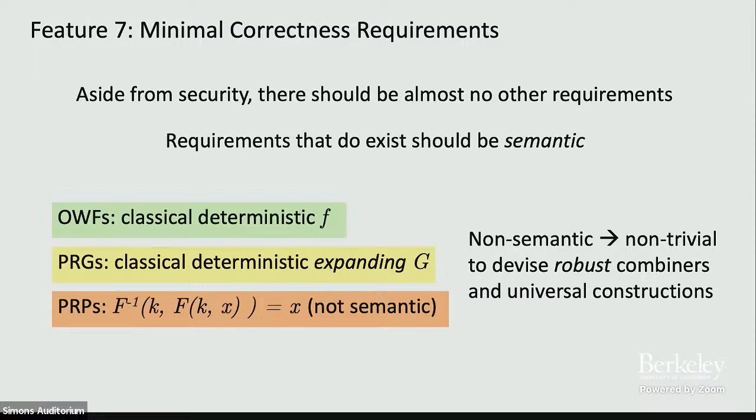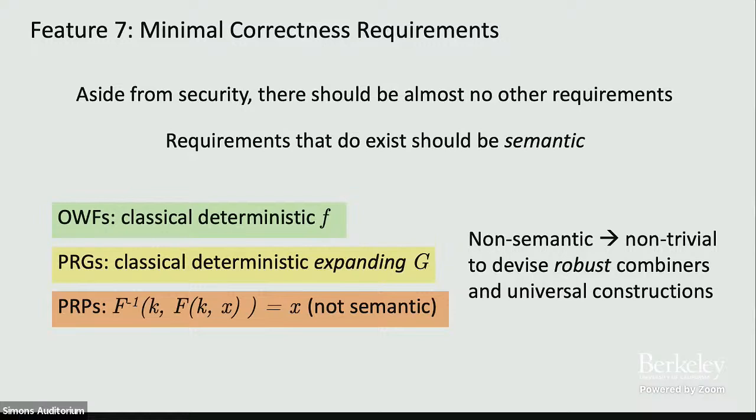Yes. Would you say that security amplification is also an important feature? Yes, I didn't put that in here, but yes, that is a good feature as well to have. Right, and so for one-way functions, the only correctness property is semantic, it's just a deterministic classical function. And what this allows you to do is enumerate all possible classical deterministic functions, and this is really crucial to getting this universal construction. In contrast, there's no way to enumerate all possible pseudorandom permutations.